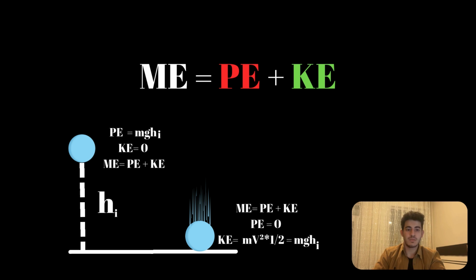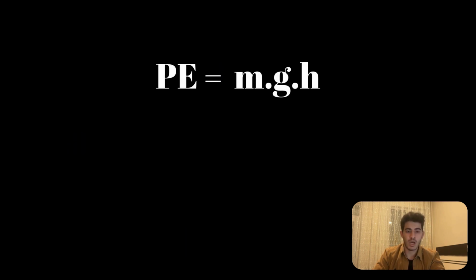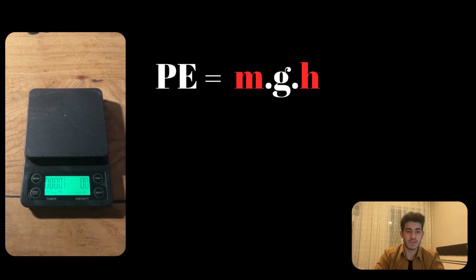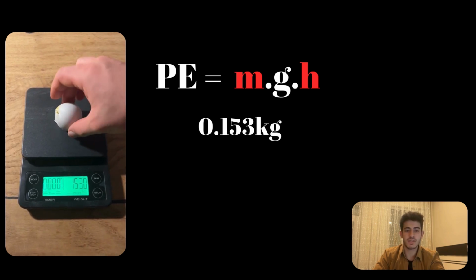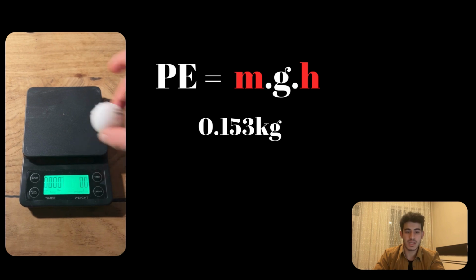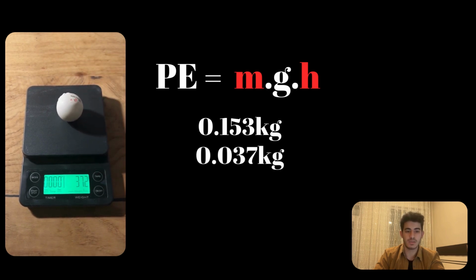Then let's determine the potential energies of our objects. This is the formula of the potential energy. Since we already know the constant g, that is the acceleration of gravity, there are two unknowns we need: mass and height. We are measuring our objects' masses. The heavy one is 153 grams. The light one is 37 grams.